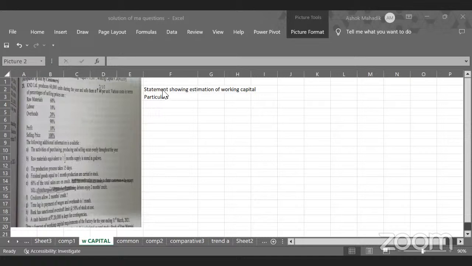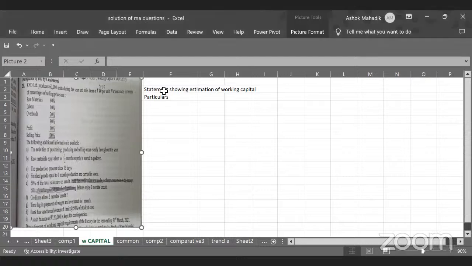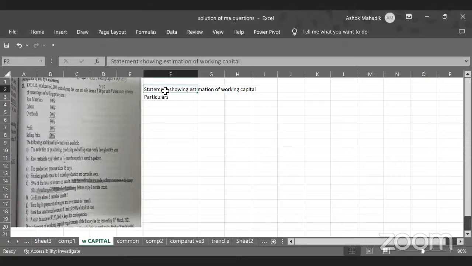First of all, I'll be solving one sum on estimation of working capital. I hope you can see the screen. You can see the sum. This is the easiest chapter. You can score 21 out of 20 in this chapter. Okay. So pay attention, listen carefully.